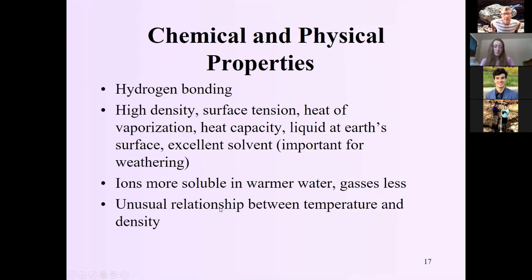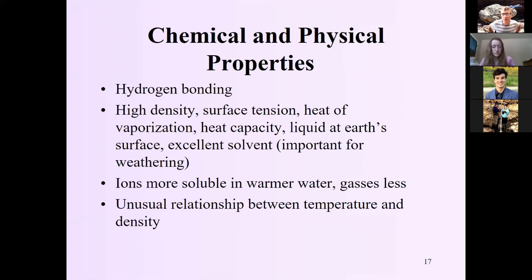So there are really important chemical and physical properties of water. Water is a fairly unusual compound because of hydrogen bonding. It has high density, high surface tension, high heat of vaporization. It takes a lot of energy to heat it up, high heat capacity. It's liquid at the Earth's surface. It's an excellent solvent. It's really important for weathering. It drives global biogeochemical cycles over geological time. So we can talk about a few of these things real quickly.